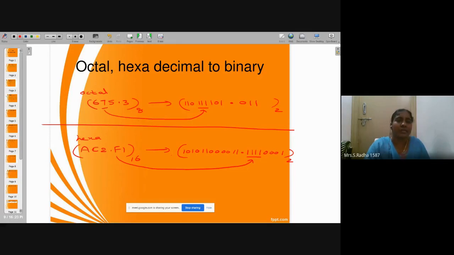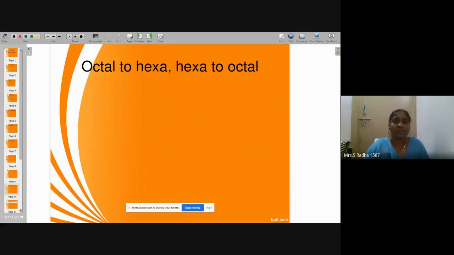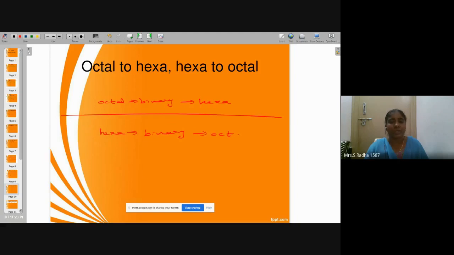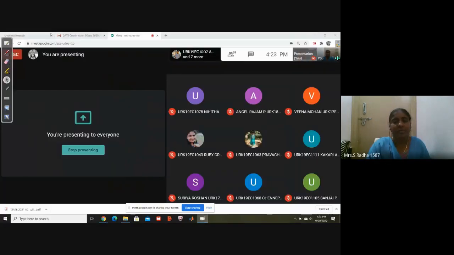And if you want to go with octal to hexa or hexa to octal, what you have to do? First you have to convert to binary, then from binary you have to convert to hexa. This is the first portion. And hexa to octal conversion means first you have to convert hexa to binary, then binary to octal. Okay, so this is just revision. I have discussed some theory required. Now we will go with problems.